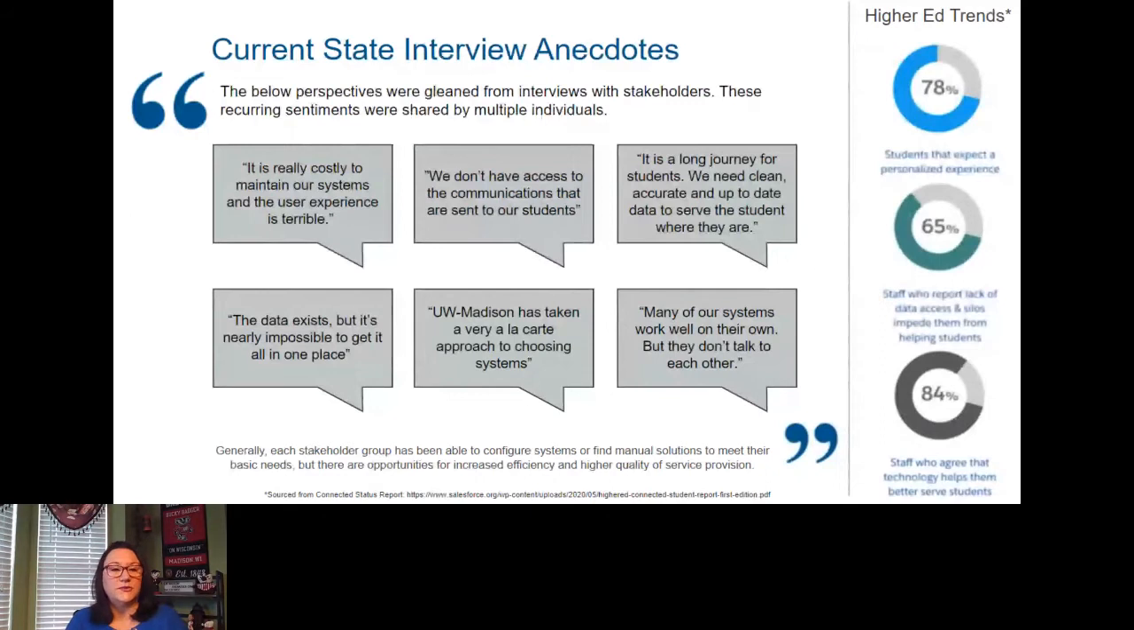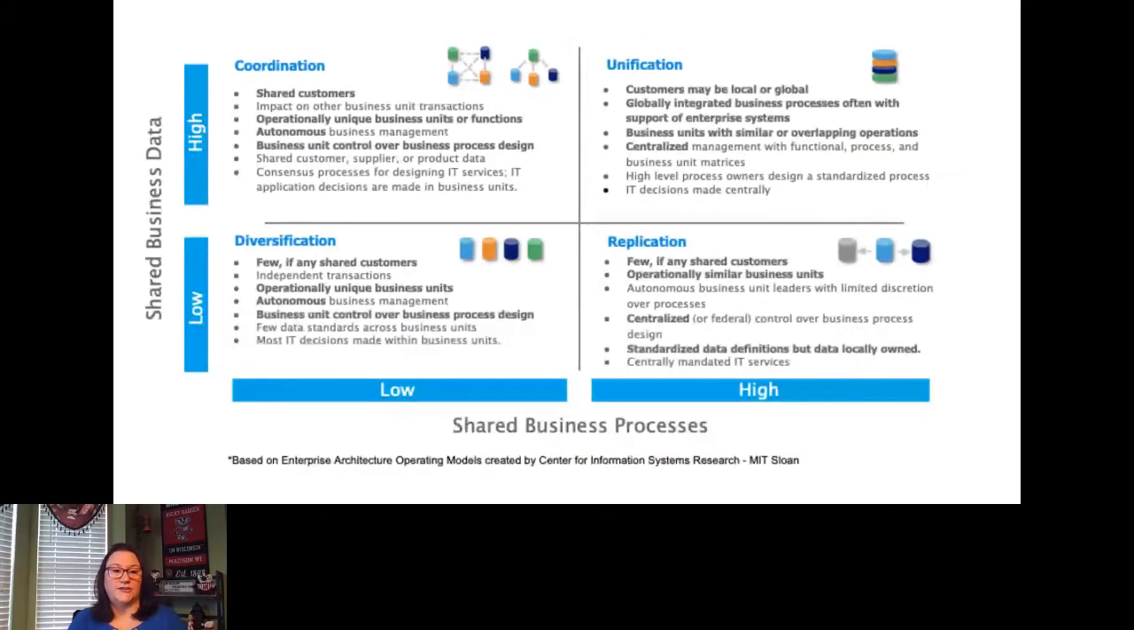So one of the ways to do that is to have an org strategy. And what Huron did is that they used this enterprise architecture operating model, and they evaluated the shared business processes and the shared business data. So we're going to start in the lower right quadrant with the replication. This one is a no right out of the gate, because you see right there, it says few, if any, shared customers. We have all shared customers. So really this replication of these siloed orgs and meeting the needs of different constituents, that's not where we are.